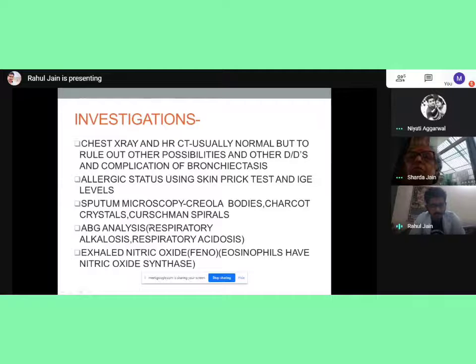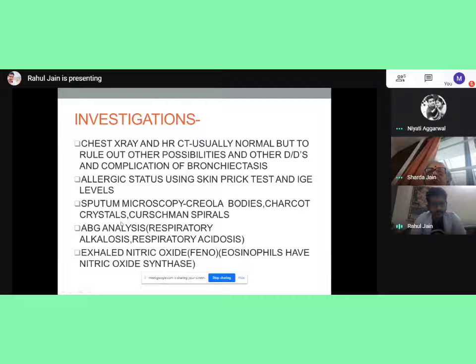ABG will tell me how severe the asthma is. The concept is very simple: there are two types of respiratory failure, type 1 and type 2. Type 1 respiratory failure is basically only hypoxia, and it manifests as respiratory alkalosis. Type 2 respiratory failure is hypoxia plus hypercarbia, that is, respiratory acidosis. I need to know whether the patient is very severe, because type 1 is only hypoxia, while if the patient has very severe asthma, then he can land up in type 2 respiratory failure.